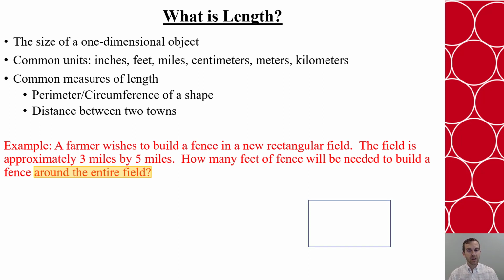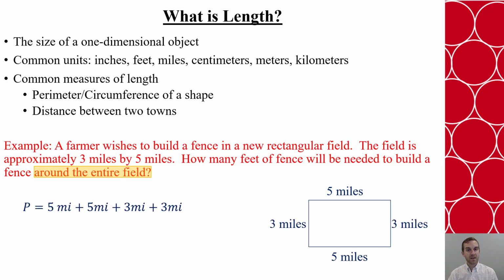And since it's rectangular, I'm going to start with a rectangle, and I'm going to label my sides. I know that 2 of the sides will be 5 miles, and the other 2 will be 3 miles. So that when I add them all together, I would get that there's 16 miles for the perimeter. That's how much fence would be needed. However, it's important to read the question carefully. The question doesn't want how many miles of fence, it wants to know how many feet, because you buy rolls of fence in feet, not miles.